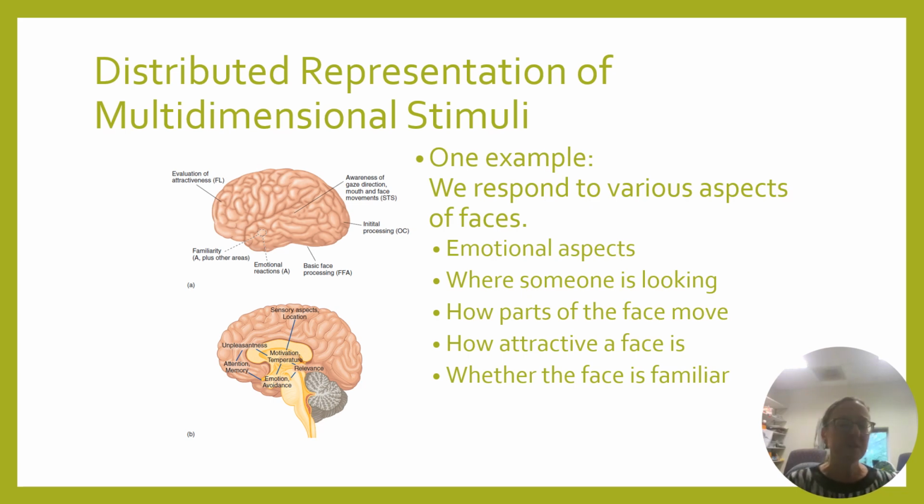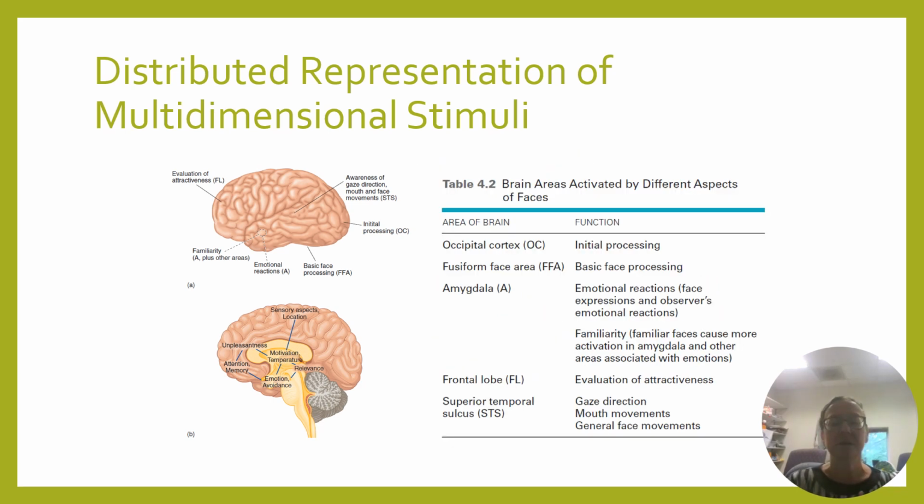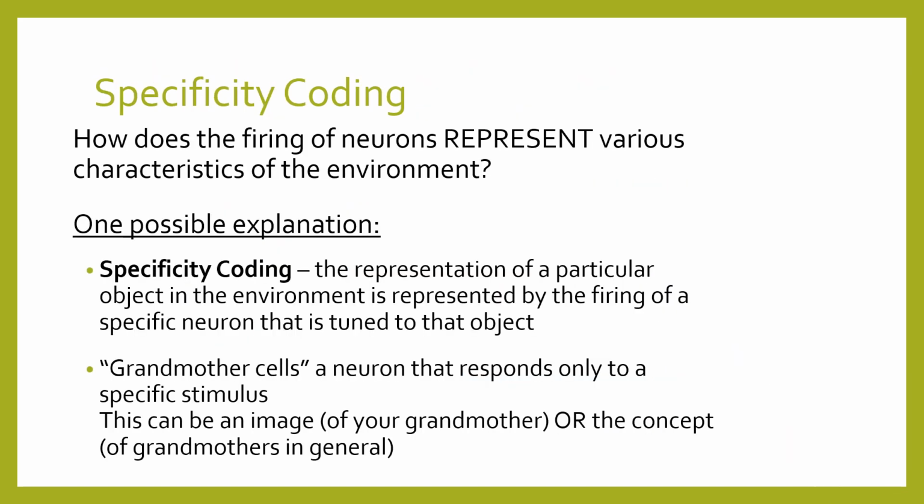And here's a nice table of all of this. This is not to give you a lot to memorize. You don't need to remember this. These are all the regions that are active when we're looking at faces. The point of this is to show this is very distributed, right? We're seeing the maximal activity in the fusiform face area, but we're seeing activity all over the brain in response to faces.